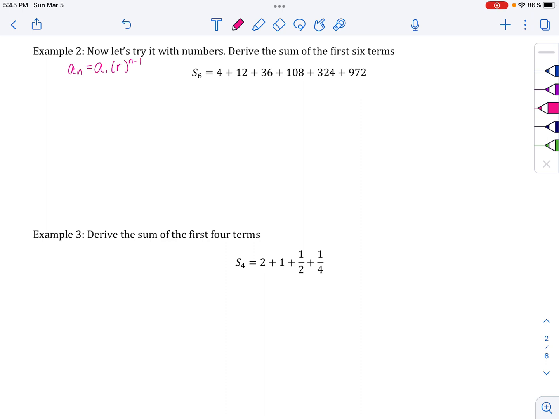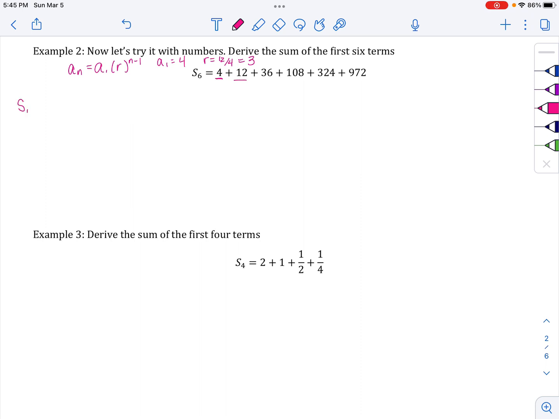Now, in order to use this formula, we need to know these pieces. We need to know what a sub 1 is, and we need to know what r is. Looking at the sequence, we can tell that a sub 1 is 4 because it's the first term. And then r, remember, you can find by just taking any two consecutive terms and dividing the second one by the first one. So 12 divided by 4 is 3, so r is 3. So let's go ahead and get started rewriting.